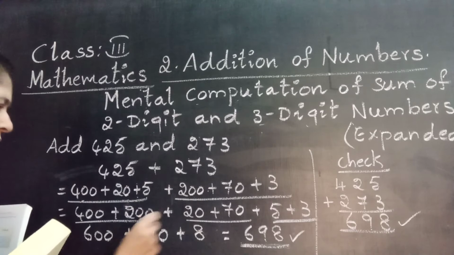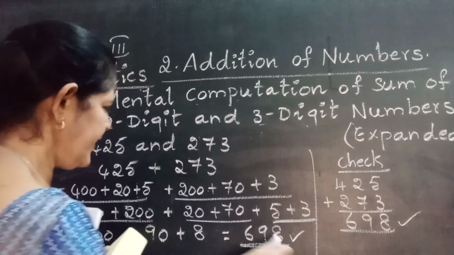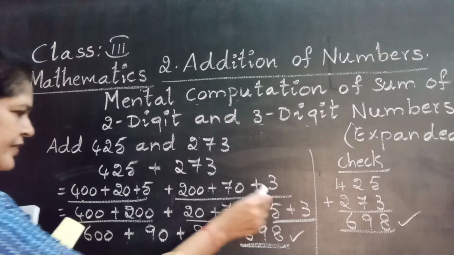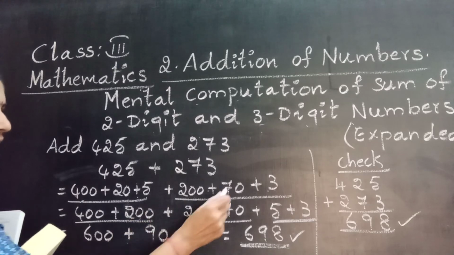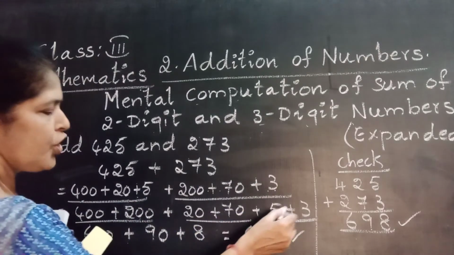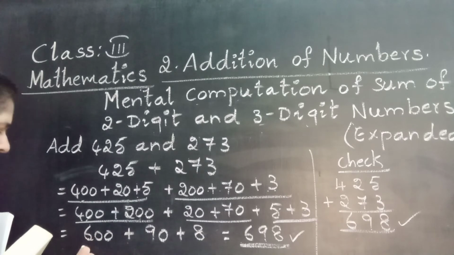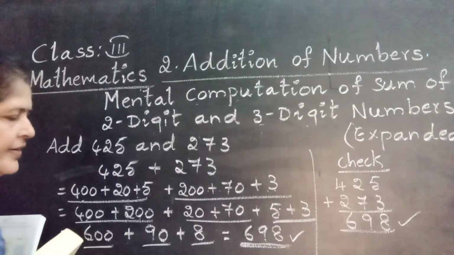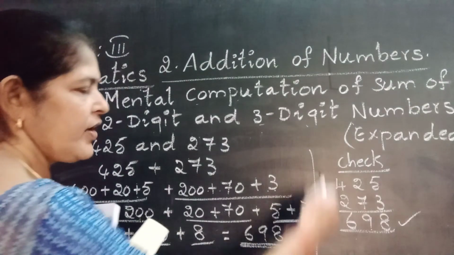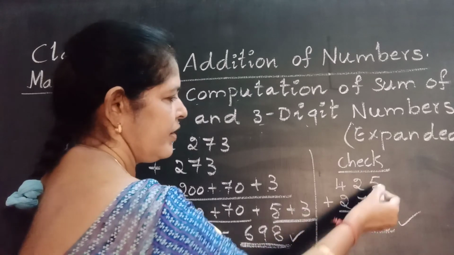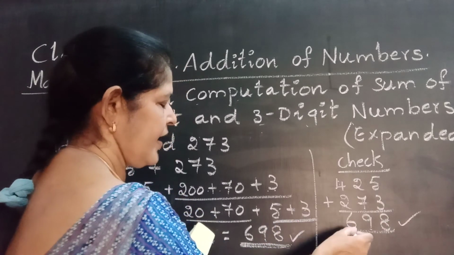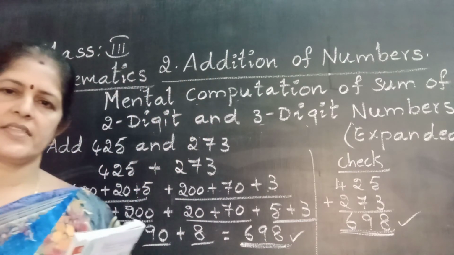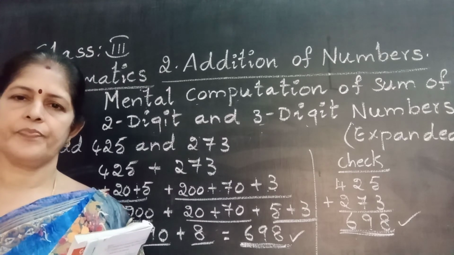Here using expanded form, we get 698. Expanded form of 425, expanded form of 273. First add hundreds, next put together tens, next put together ones. We get 698. Is our method wrong or correct? We use the general normal method, adding ones, adding tens, adding hundreds. We get the same answer. That means our answer is correct. Okay, are you understood? Okay.